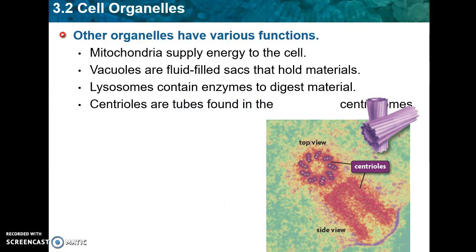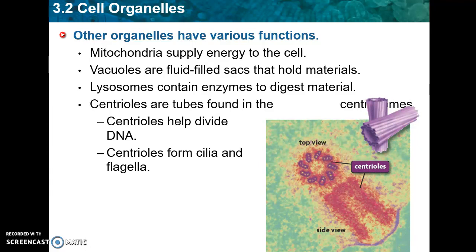Centrioles are tubes that are found inside of the cell, and centrioles are going to help to divide DNA. So they give some structure to that process. Centrioles form cilia and flagella as well. So cilia are going to be fine hair-like structures that move back and forth.